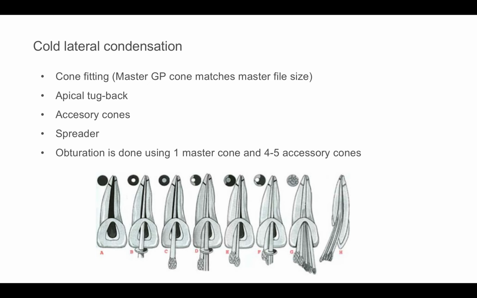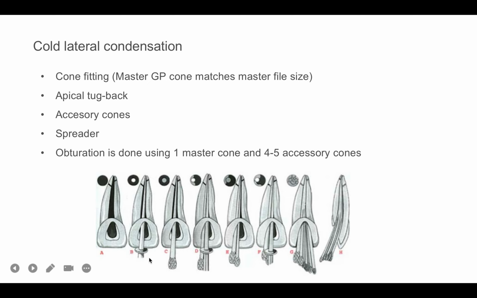An obturation is done using one master cone and sometimes 4 to 5 accessory cones. And I've seen a lot of people do one master cone and 10 accessory cones, which is just going to complicate the process. And basically it just shows that inadequate accessory cone size has been selected.